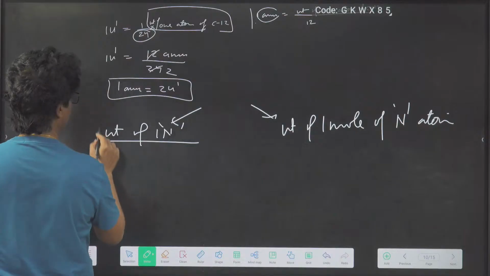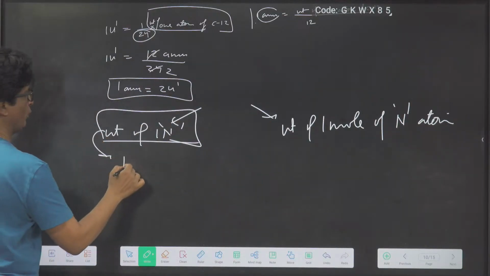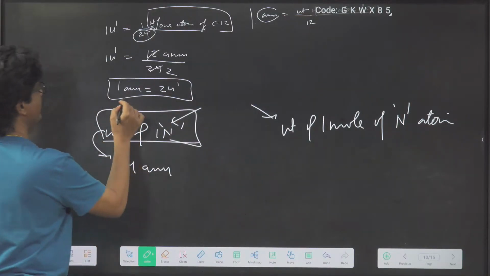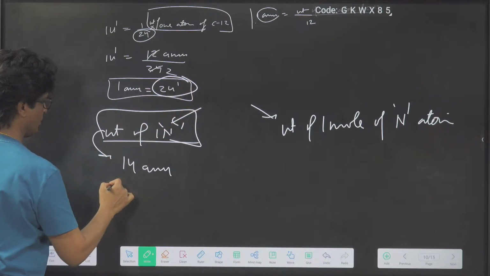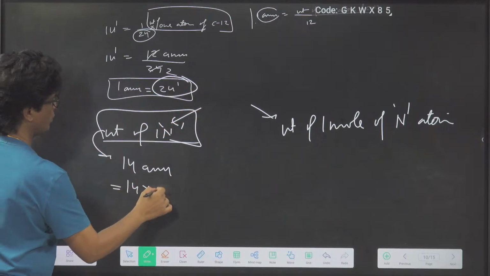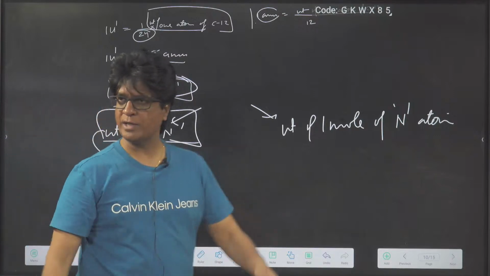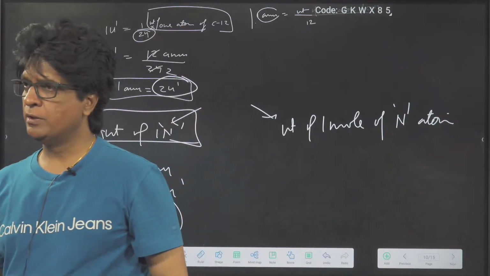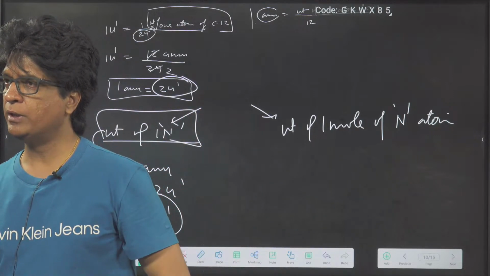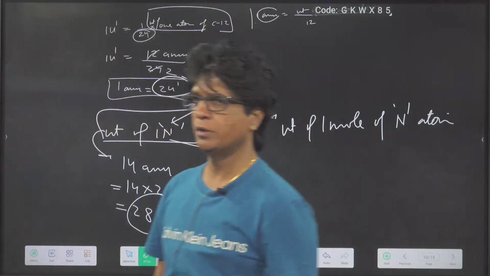So what is the weight of 1 nitrogen atom in the old unit? 14 AMU. But 1 AMU is what? 2 U dash. So this will become 14 into 2 U dash. How much? 28 U dash. How many of you got this answer? 28 U dash. Okay, right. Got it. Very good.